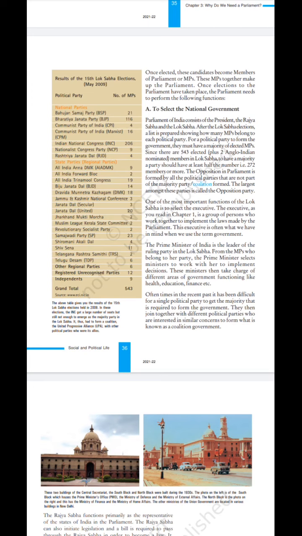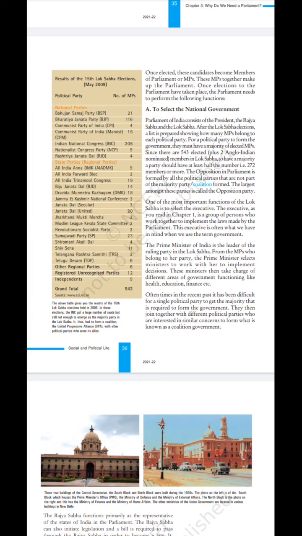State parties, regional parties. All India Anna DMK 9. All India Forward Bloc 2. All India Trinamool Congress 19. Biju Janata Dal BJD 14. Dravida Munnetra Kazhagam DMK 18. Jammu and Kashmir National Conference 3. Janata Dal Secular 3. Janata Dal United 20. Jharkhand Mukti Morcha 2. Muslim League Kerala State Committee 2. Revolutionary Socialist Party 2. Samajwadi Party SP 23.